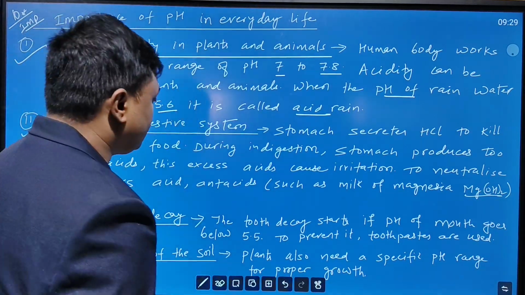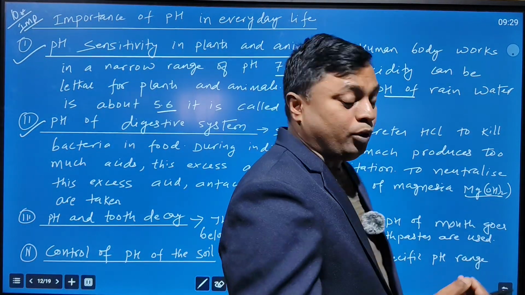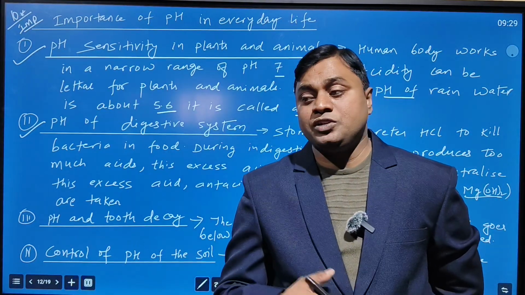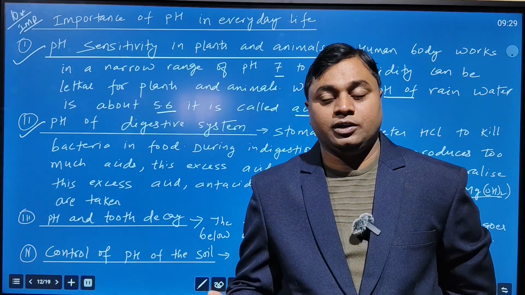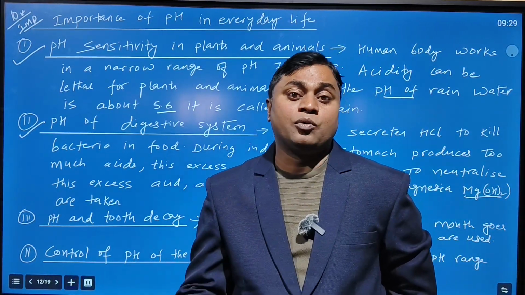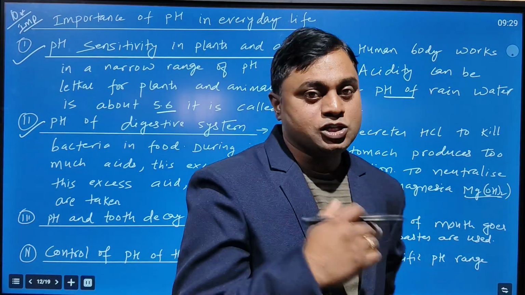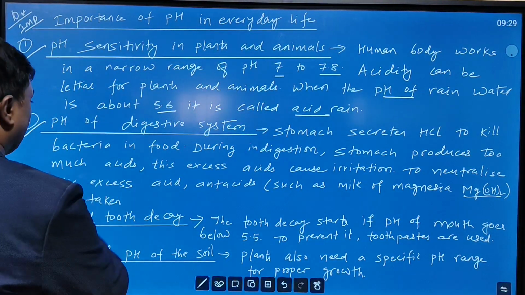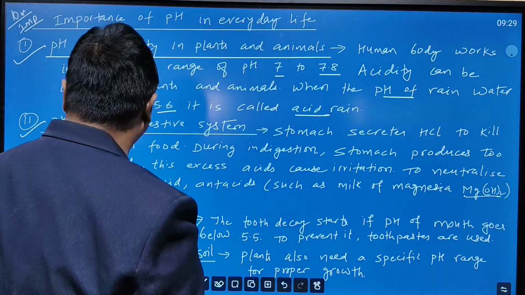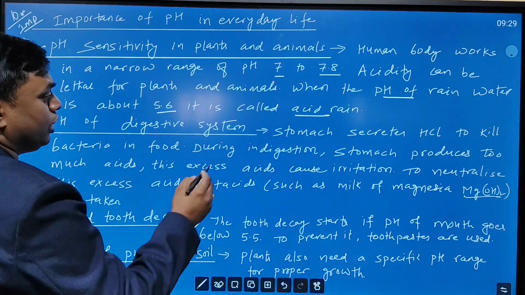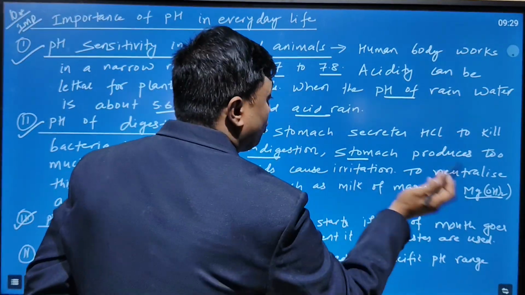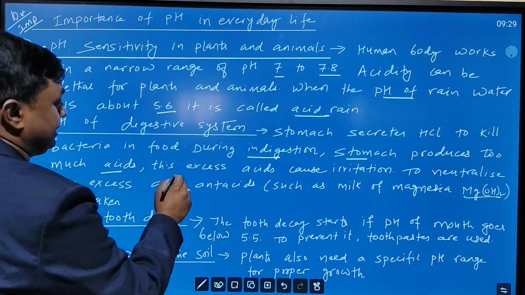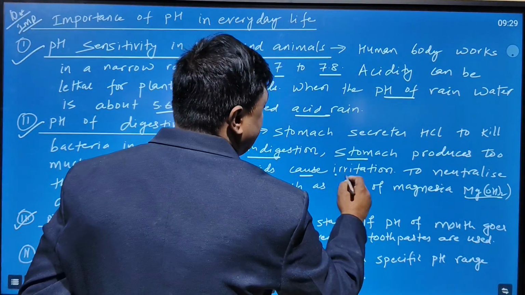Now we even have an enzyme called pepsin in the stomach, which helps in the digestion of protein. That will work only in the acidic medium. So now you can go through these points. Stomach secretes HCl to kill the bacteria in food. During indigestion, the stomach produces too much acid. These excess acids cause irritation.